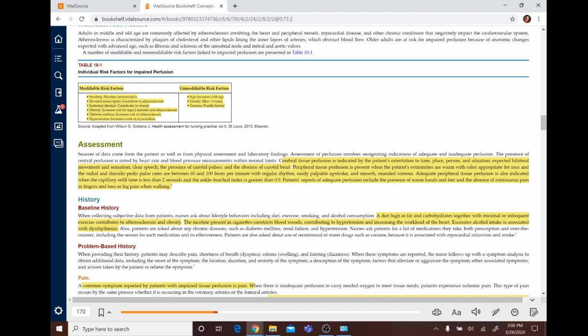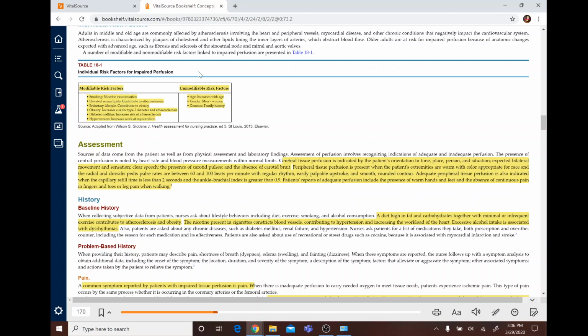How can a sedentary lifestyle impair perfusion? That can cause obesity. How can obesity impair perfusion? That increases your risk for type 2 diabetes and atherosclerosis. How can diabetes cause impaired perfusion? That can increase the risk of atherosclerosis. And how does hypertension impair perfusion? That increases the work of the myocardium.